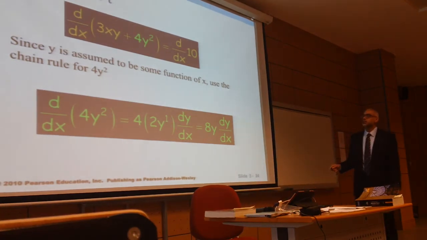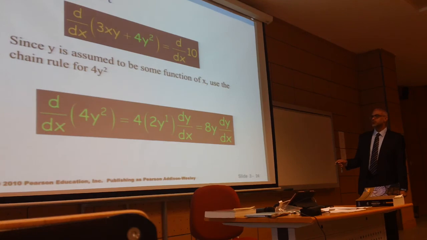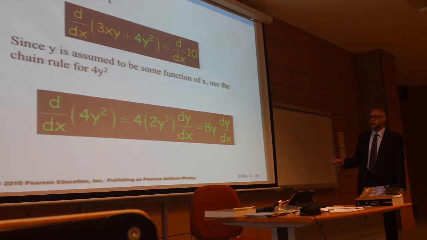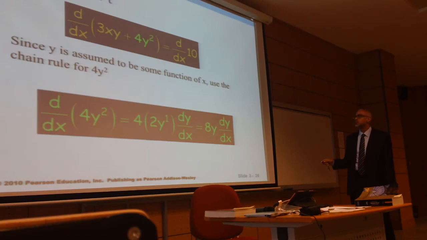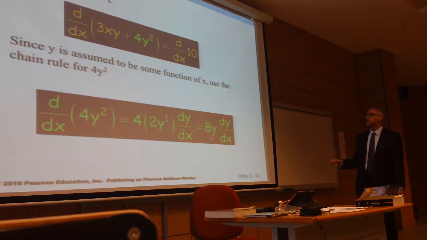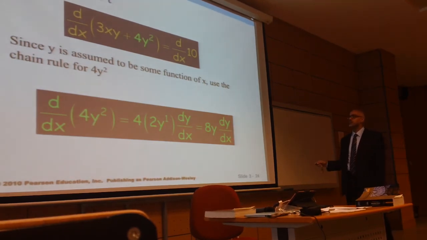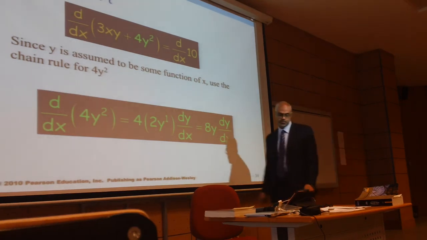Now we take the second term. So d by dx of 4y squared is equal to 4. It's a constant, we take it outside. And then the differentiation of y squared, which is 2 times y to the power 1, times, don't ever forget, in implicit differentiation, don't ever forget the dy by dx, which is equal to 8y dy by dx.